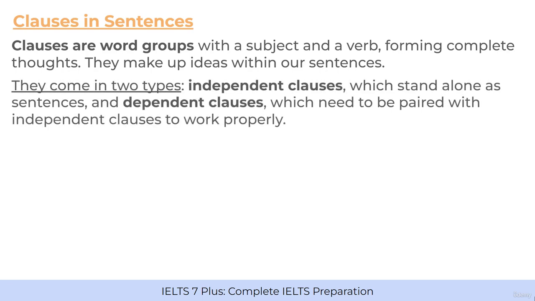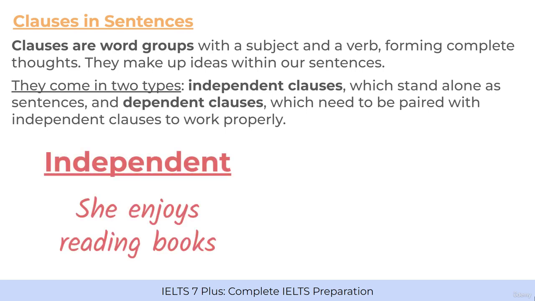They come in 2 types: independent clauses, standalone, complete ideas, complete thoughts. They can work as a sentence on their own. And dependent clauses. You have to pair them next to an independent clause to work properly. An independent clause is a complete idea. It's a full sentence, works independently on its own. A dependent clause is like an extra detail. It doesn't work on its own. It's not a complete idea. Let's have a look at an example for you.